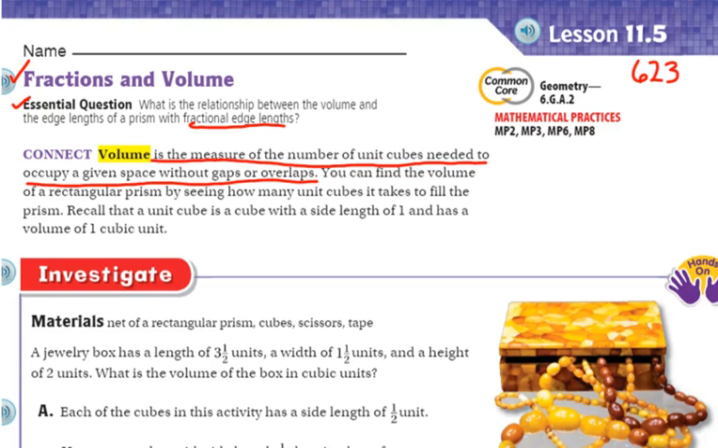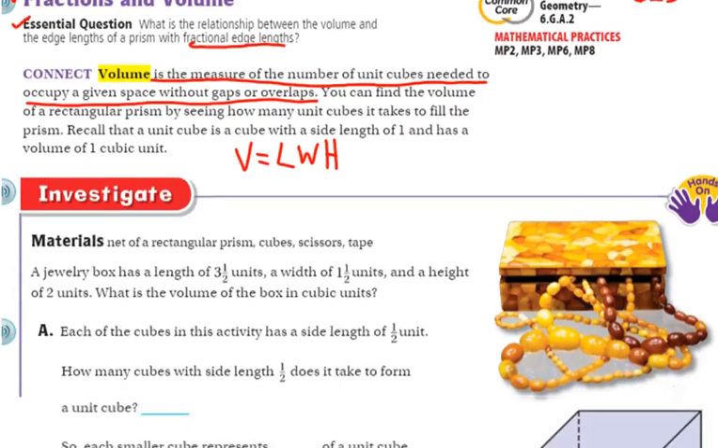You can find the volume of a rectangular prism by seeing how many unit cubes it takes to fill the prism. That's one way. The other way is going to be the use of a formula. The formula is volume equals length times width times height. All right, so let's investigate.